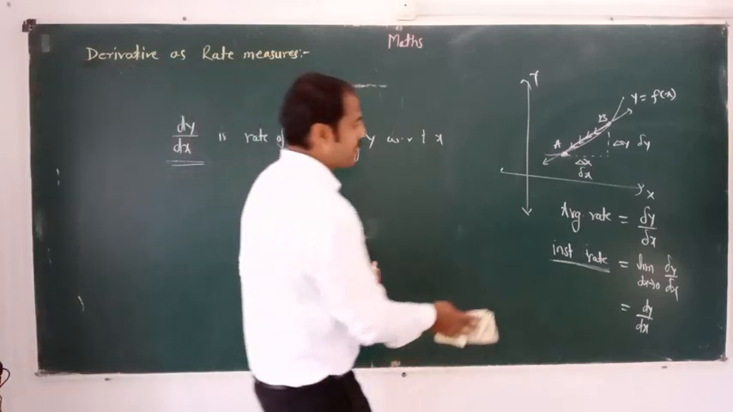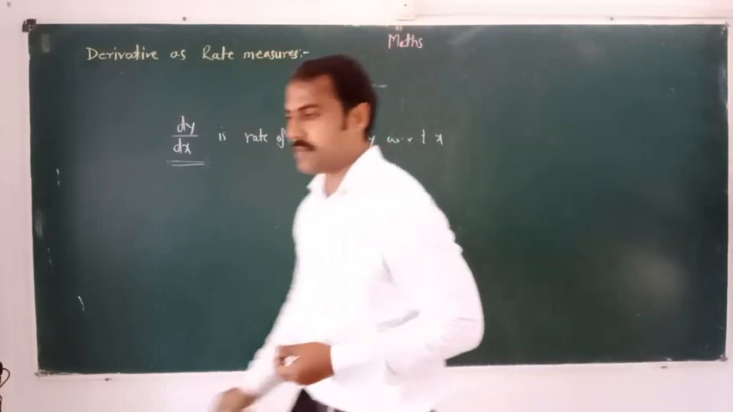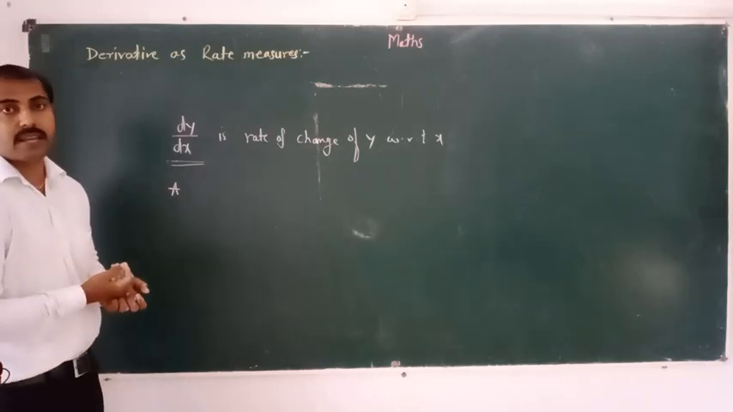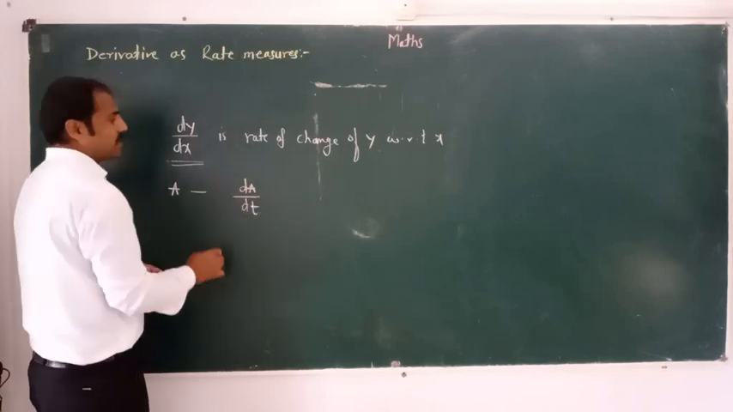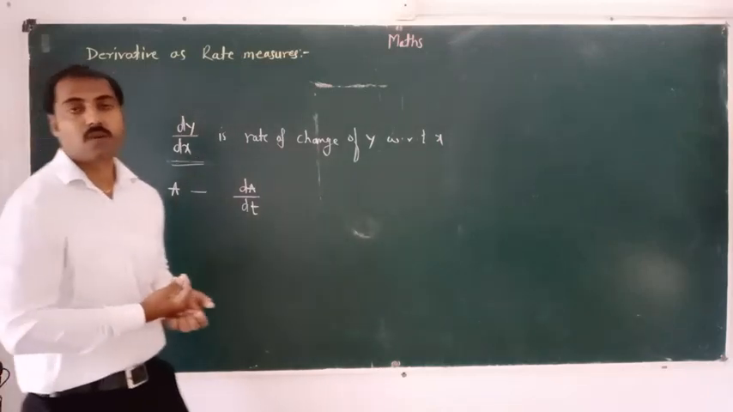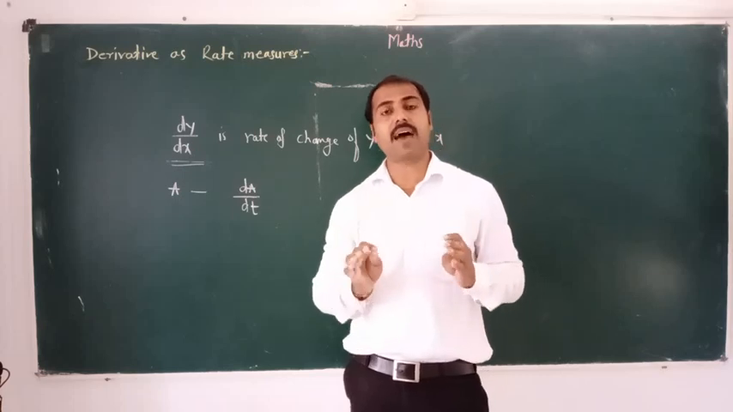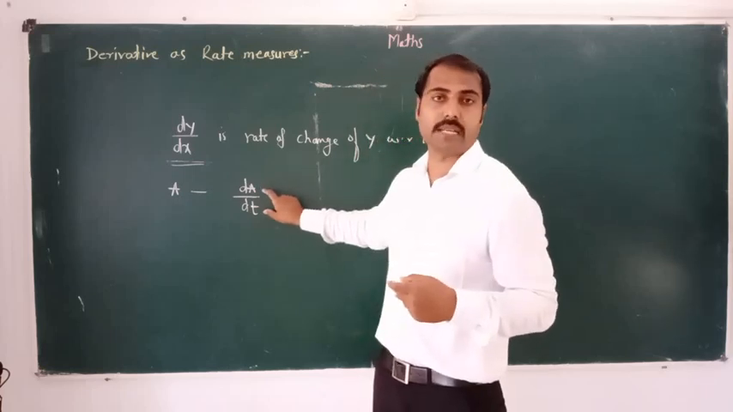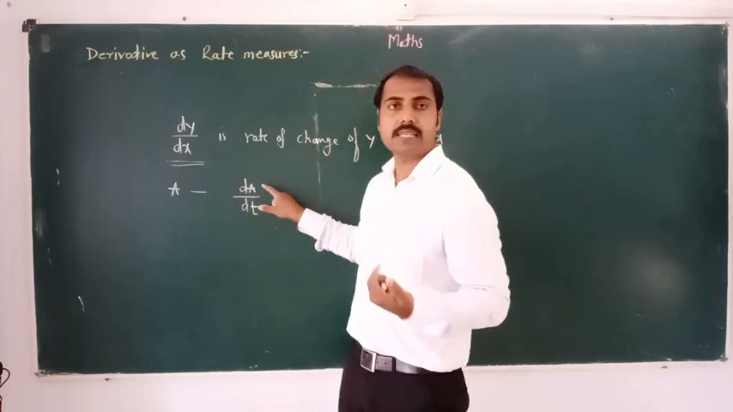Okay, so look here. Again, if A is the area, then dA by dt is what? dA by dt is the rate of change of area with respect to time t. Why with respect to time? All these things in the universe depend on time. So we always differentiate with respect to t. That function with respect to t, that is, A with respect to t, is dA by dt.